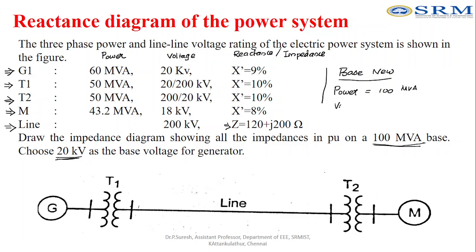And then voltage, it is given as 20 kV. So all the power and voltage given in the problem for the parameters are old values. And what power and voltage you are asked to consider are taken as new values. So new power is 100 MVA, new voltage is 20 kV. Using this, we are going to find the Z per unit, or the new values of reactances in per unit. Okay, so we will take the problems one by one.